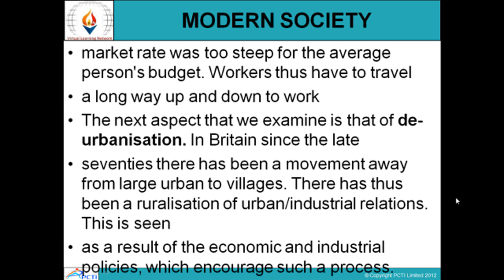Market rate was too steep for the average person's budget. Workers thus have to travel a long way up and down to work. Market rate is also very much high. The next aspect that we examine is that of deurbanization.